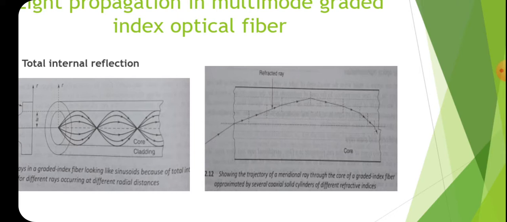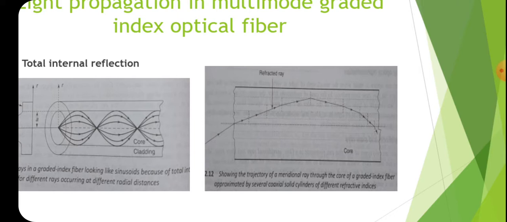So when the meridional ray travels from the central region towards the core cladding interface, it suffers multiple refractions at the successive interfaces of the high to low refractive index of the imaginary cylinder layers. We are assuming there are different cylinder layers inside the core, and each of these cylinder layers has a constant refractive index. When the meridional ray passes from one cylinder layer to another, it undergoes refraction, okay. Because of that refraction, the ray changes its path.